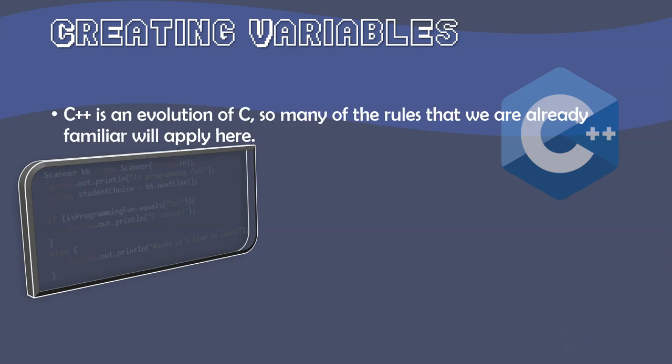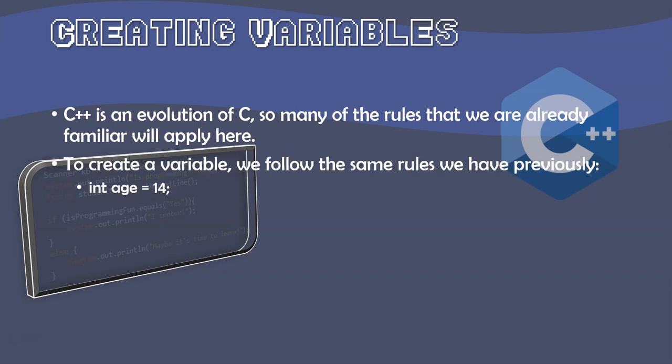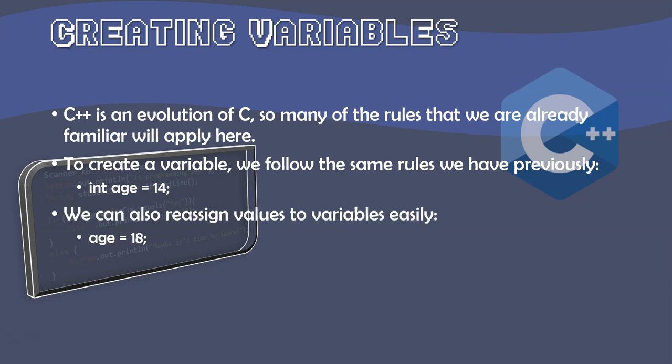C++ is an evolution of C, so many of the rules that we are already familiar with will apply here. So we want to create a variable. We use the same rules that we have done previously. So the type followed by the name equaling a value. So int age equals 14. We can also, of course, reassign variables very easily in their values. So age equals 18. Again, this is something that we're very familiar with in terms of some of the style and presentation.